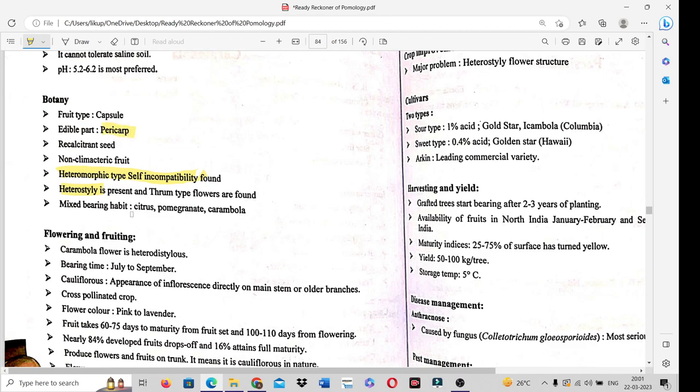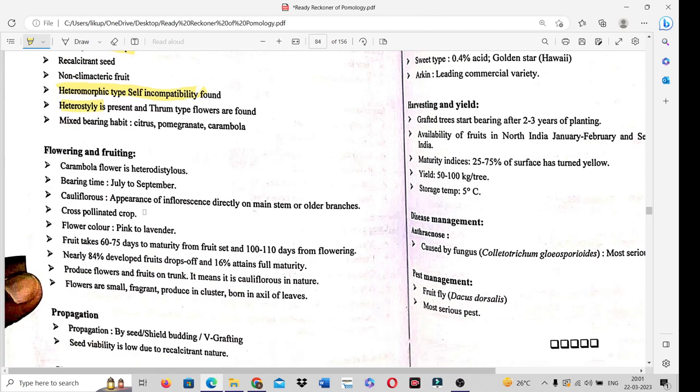Then mixed flowering habit: that is citrus, pomegranate and carambola, that is PC, CPC, citrus, pomegranate and carambola. Then flowering to fruiting: carambola flower is heterodistylous. Bearing time is July to September. Then polyphorous bearing habit, appearance of the inflorescence directly on the main stem or older branches. It is a cross pollinated crop.